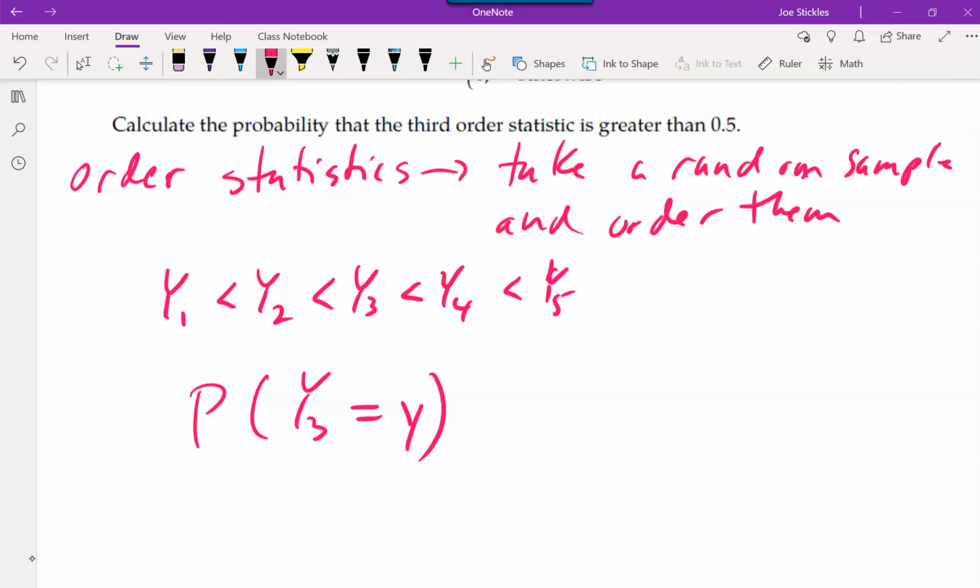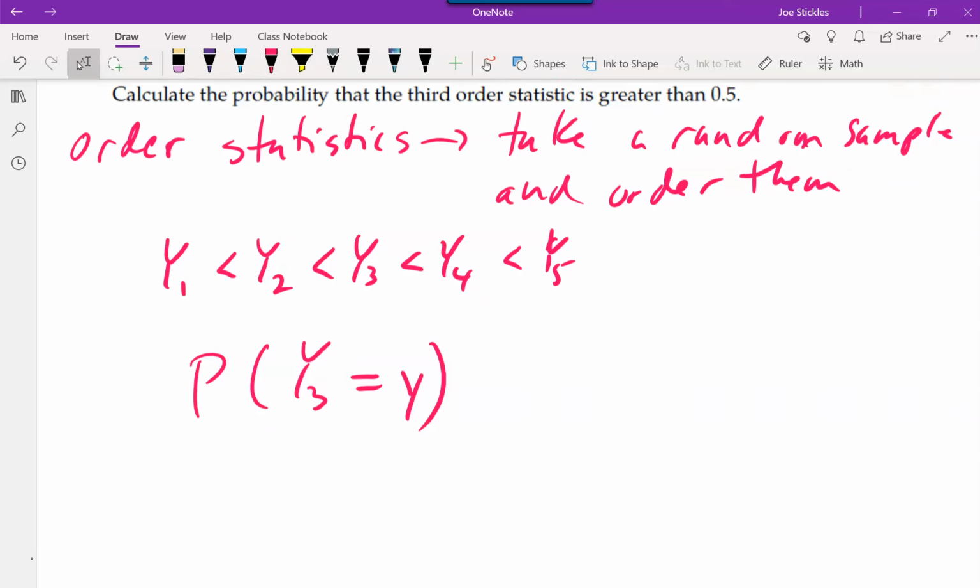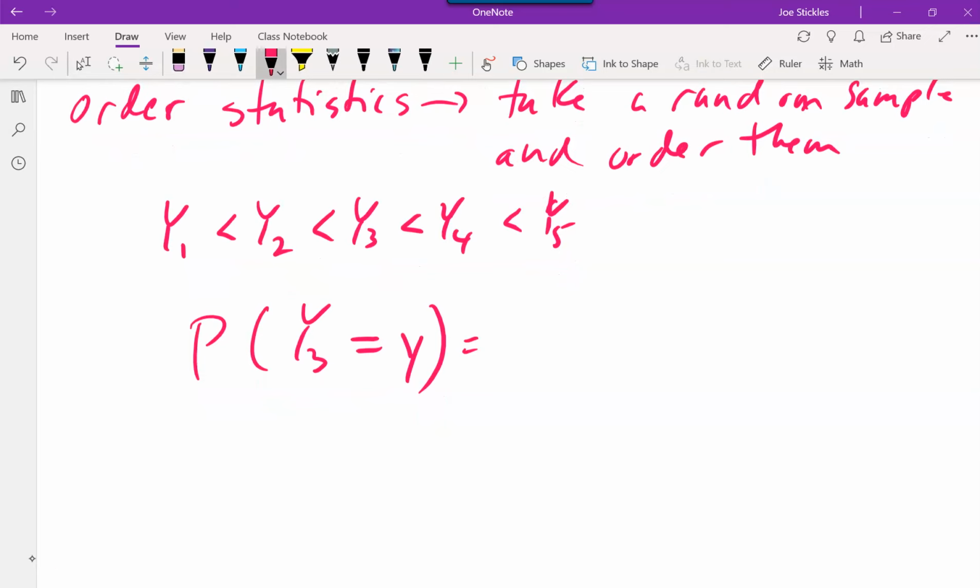Well, how many ways can I pick exactly one of them to be equal to y in this case? 5, right? There's 5 choices. I can make one of them equal to y, correct? Okay. So in this case, I would have 5 ways to make one of them actually equal to y, where I could use the PDF, correct?